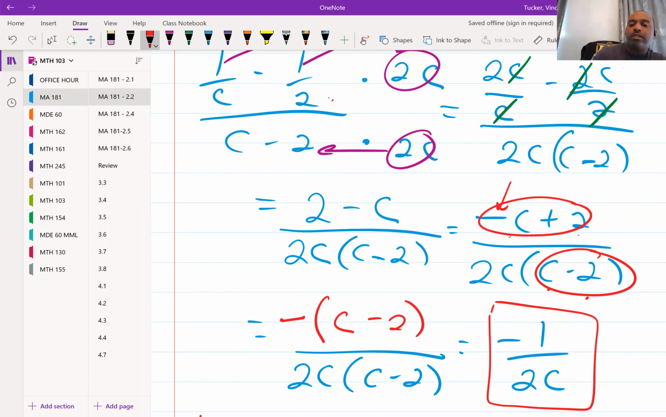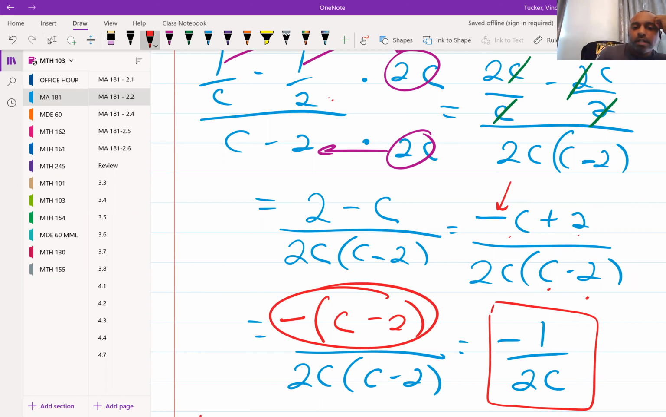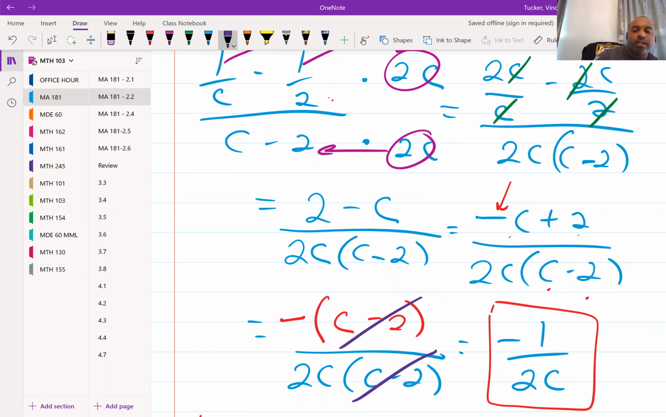So if I ever have that situation, then I can just factor out a negative 1. That's what I did here. If I pull a negative 1 out of each one of those terms, then that will give me c minus 2. And then that allows the quantity c minus 2 to cancel. And now I'm left with negative 1 over 2c. So all of this is just manipulating the problem algebraically before we actually implement calculus procedures.